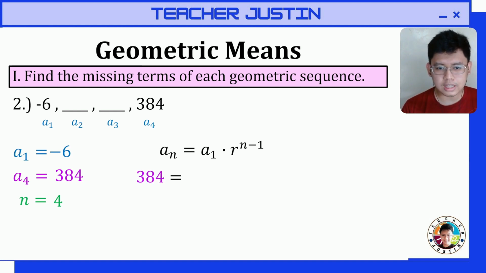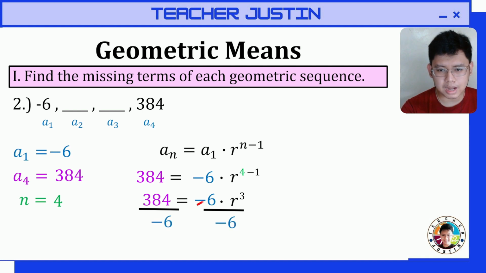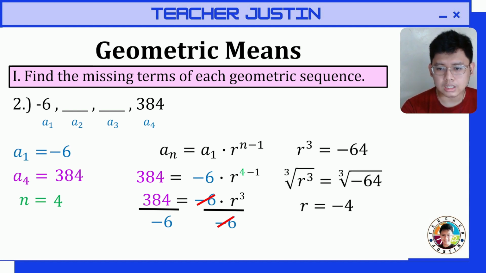So, we have 384 is equal to negative 6 times r raised to 4 minus 1. Okay, now let's simplify our exponent. So, we have 384 is equal to negative 6 times r raised to 3. Next, let's divide both sides by negative 6 para ma-isolate yung ating variable r. So, 384 divided by negative 6, that will give us negative 64. Now, let's get the cube root of both sides to remove the exponent. So, that will give us the value of r, which is equal to negative 4.